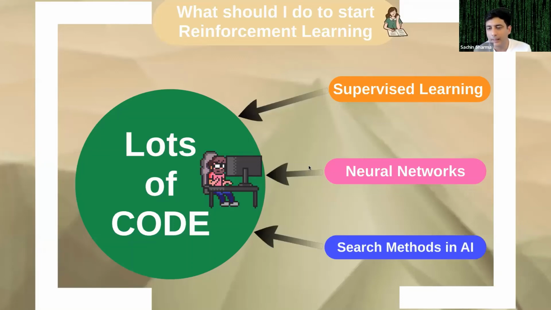Then there are search methods in AI. You need to learn search methods in AI. Search means tree search, binary search. How to search among different options, and how to figure out, okay, fine, this is the right answer, I have to take this out. I have to search among that. There are different search methods in AI, like gradient descent.